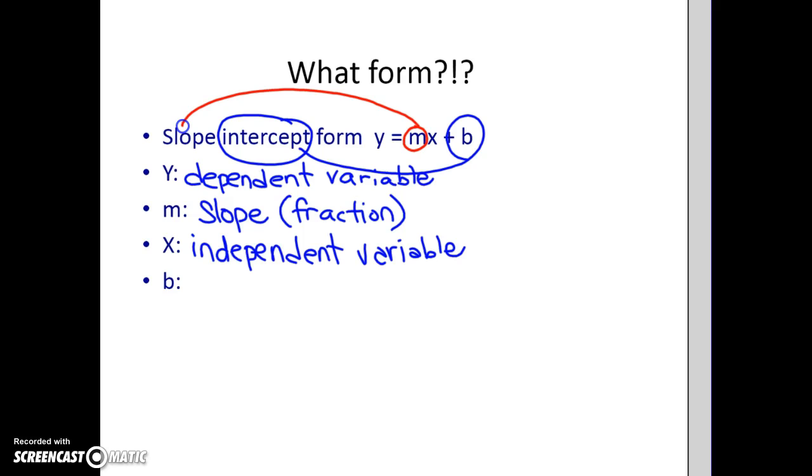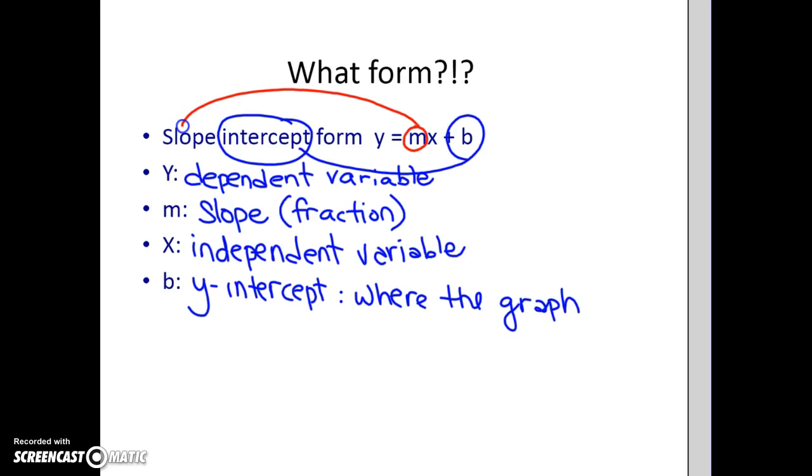And the B. When we are talking about slope-intercept form, or y equals mx plus b form, the b is the y-intercept. And that actually means, where does the graph cross the y-axis?